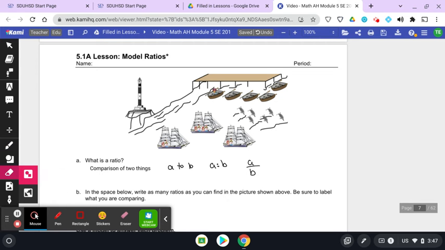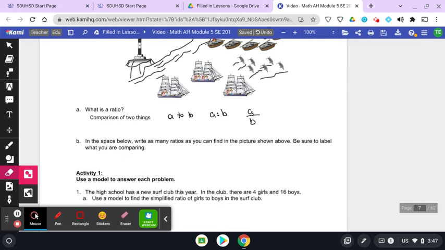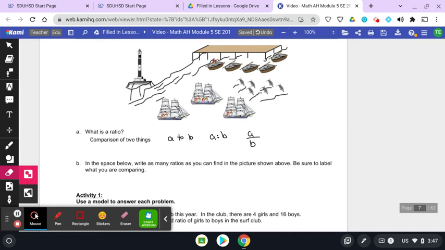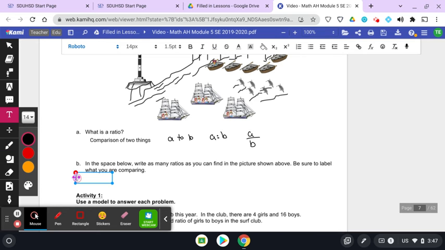In the space below, write as many ratios as you can find in the picture above. We'll just do 3. I can choose any 3 things. So I got, let's see, 6 dolphins to 1, 2, 3, 4, 5 rowboats. So 6 dolphins to 5 rowboats.